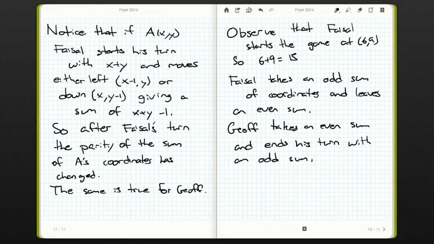Okay, so we know that Feisel takes an odd sum of A's coordinates, and when he's finished his turn, A will have an even sum of the x and y coordinates. And Jeff is the opposite. He'll take in an even sum. He'll start his turn with A being at something like 6, 8 or 2, 4, an even sum. And he'll end his turn with an odd sum, something like 1, 6, something like that.